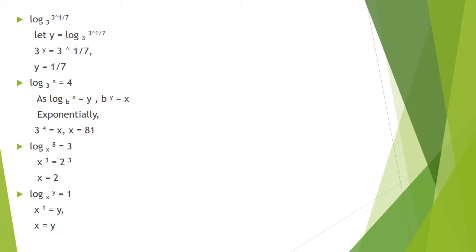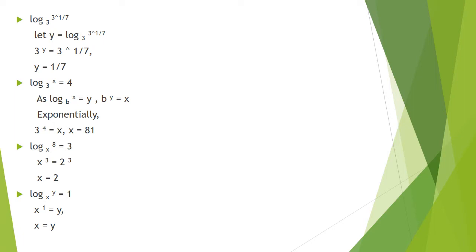Next we have this question: log to the base of 3 of 3 raised to power 1 over 7. Again, put that in an equation format. Now, which power of 3 will give you the result of 3 raised to power 1 by 7? So it's obvious here it is 1 over 7.